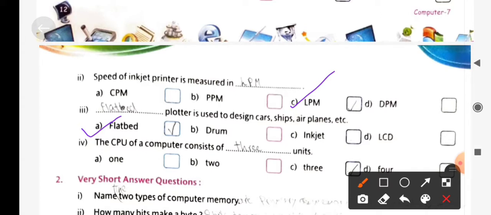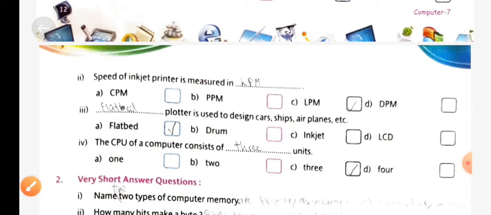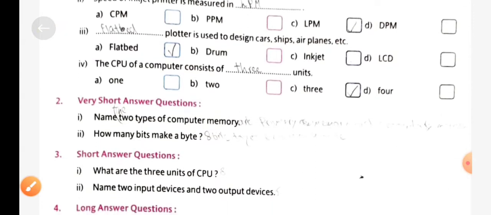Only 3 units we have. Fine. So C is the last option. C is the fourth answer. Now coming towards your very short answer question, see the first one.